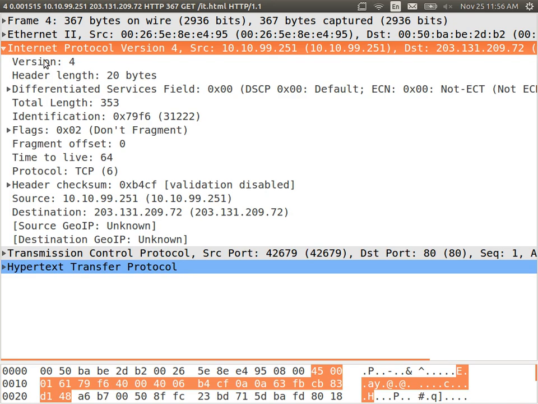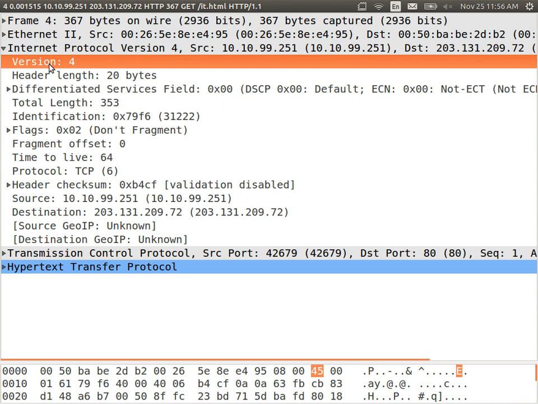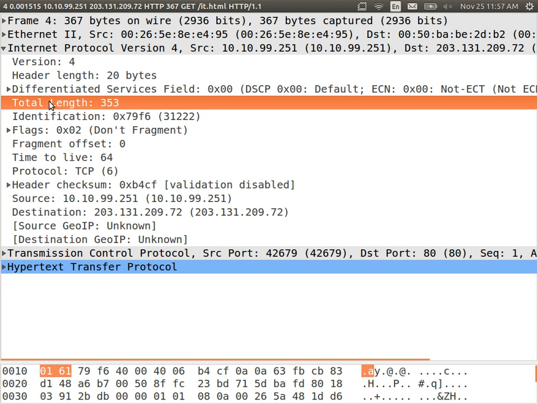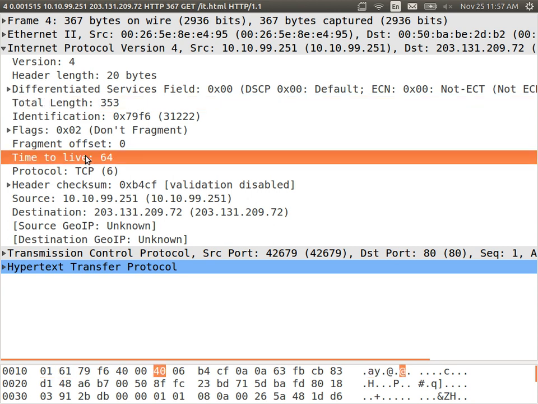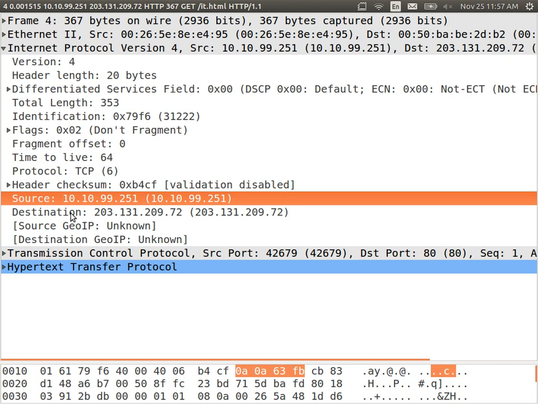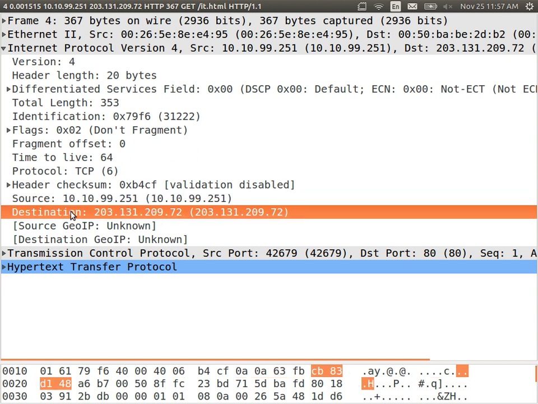And we see here the header fields and the values of those fields. Version 4, header length 20 bytes. Total length 353 bytes. So this software, Wireshark, conveniently shows us the information of that packet, the header fields. Time to live, 64. Protocol, TCP. 64 seconds, okay. Source address, destination address. So it's just an example of an IP datagram.